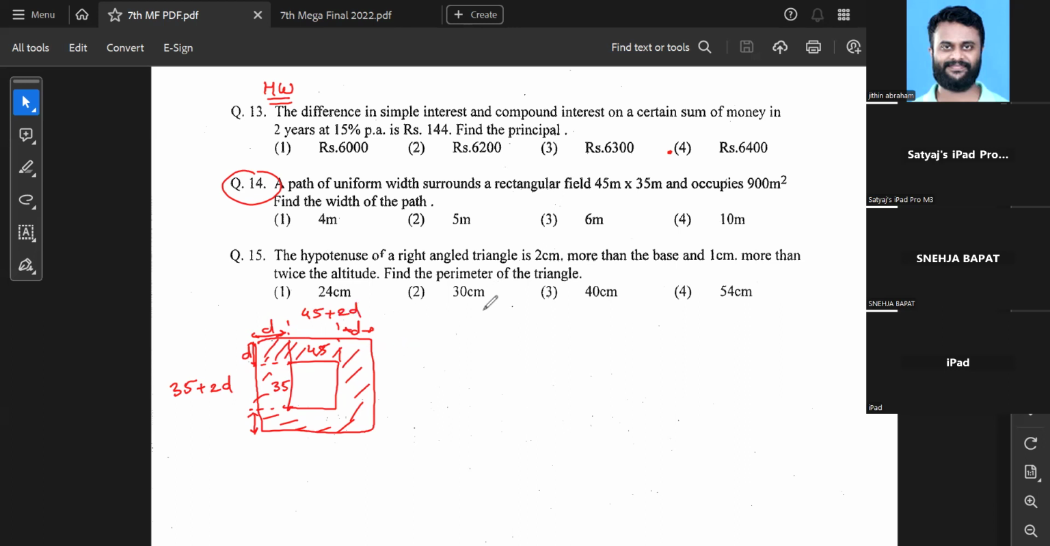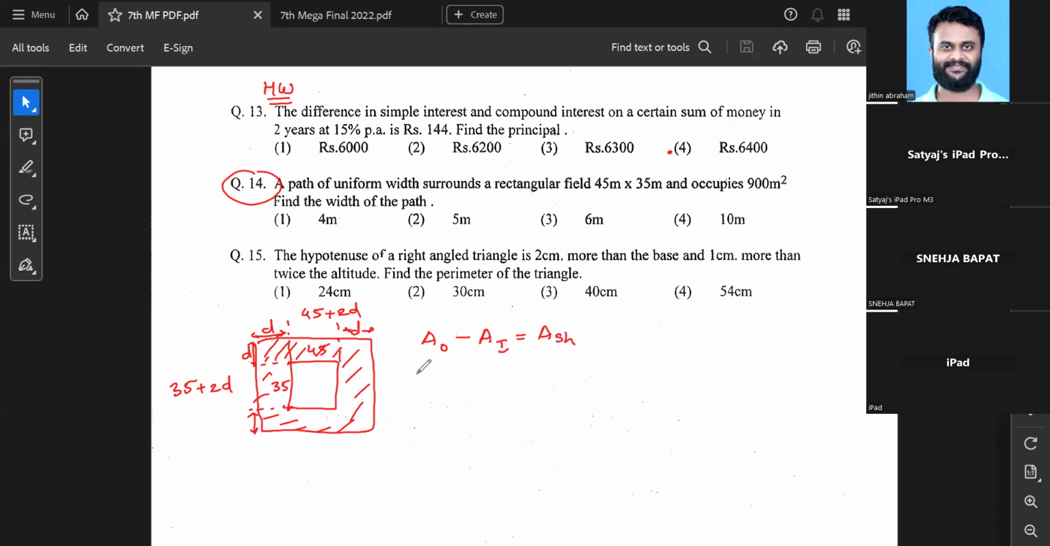So we are supposed to find the perimeter. We are supposed to find the width. We are supposed to find D. Now, how do we find it? We know that the shaded area is 900. Now, how can we find the shaded area? The area of the outer rectangle minus the area of the inner rectangle is basically the area of the shaded portion.